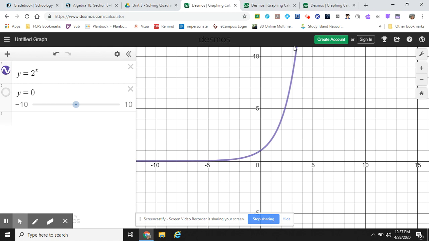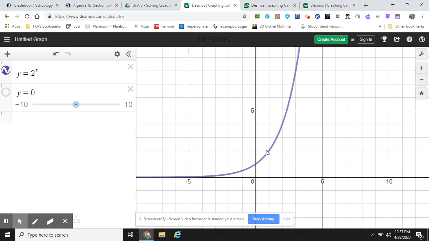The next thing we're going to talk about is the y-intercept. Where does this thing cross the y-axis? Well, it crosses the y-axis right there at 1. So your y-intercept is at 0, 1. Okay, so you're going to be asked to find that.